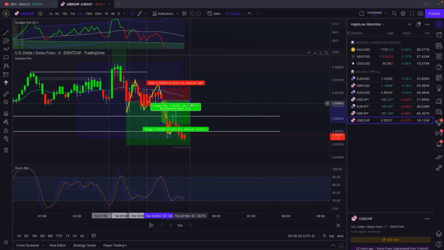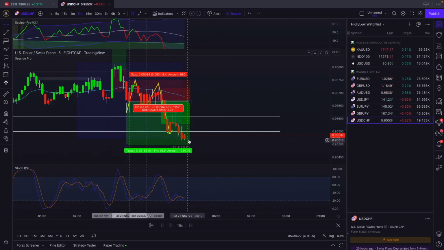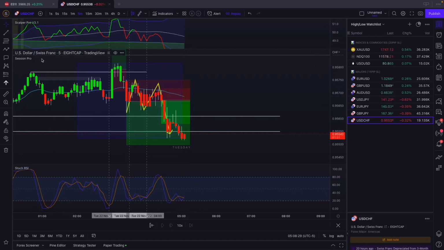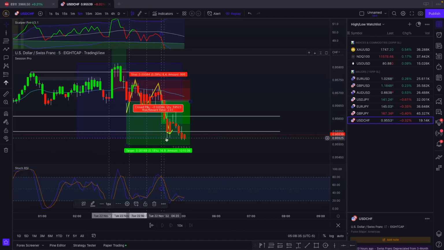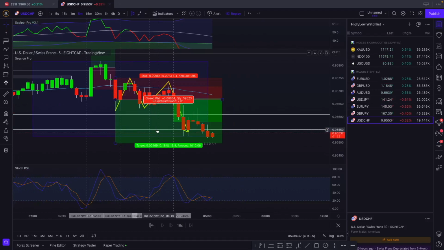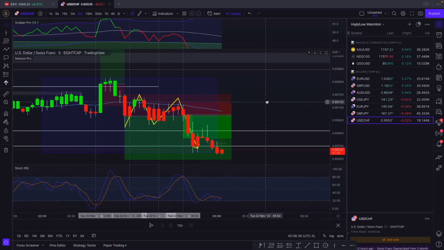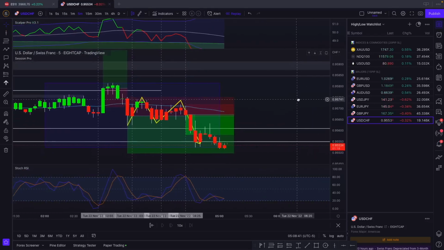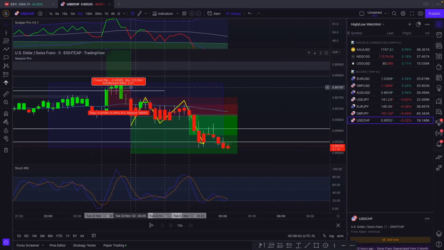So you would have had 3 beautiful entries during this London session on a 5-minute chart, which is not too hectic. That's very important. And that's how you backtest a strategy, basically. This is the Scalper Pro Stochastic RSI strategy. I've been using it for many months now, and I think almost 2 months now.